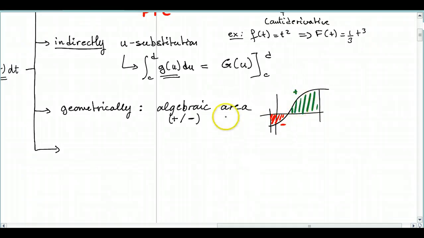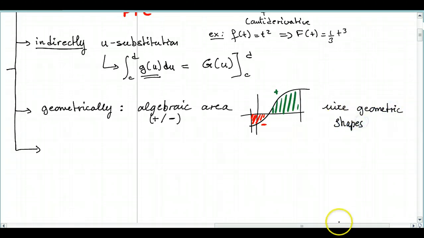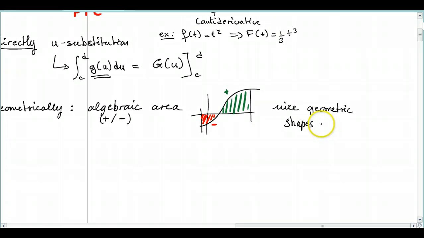But of course, for that to work, you better have a nice geometric shape. What does nice mean? Well, that you can get a formula for. So it means you're dealing with a rectangle, a triangle, a circle, or half circle rather, stuff like that, okay?